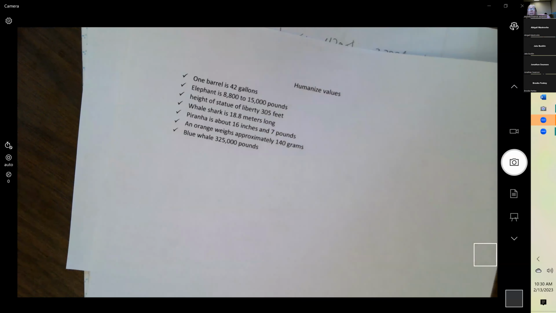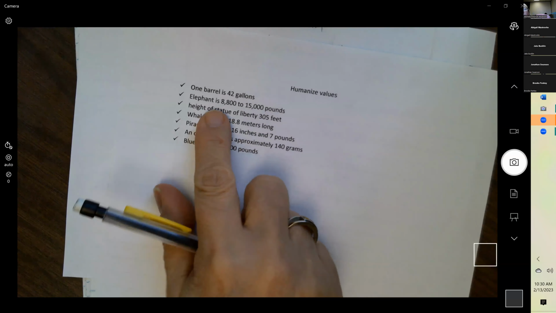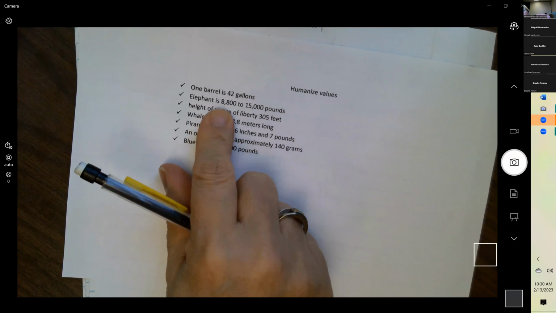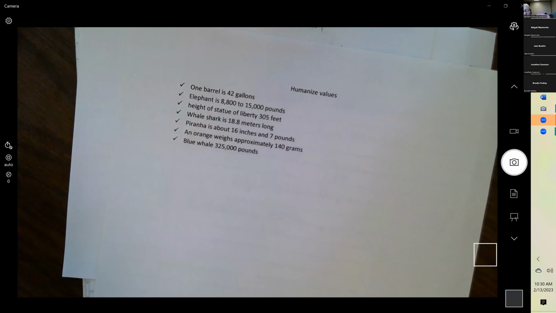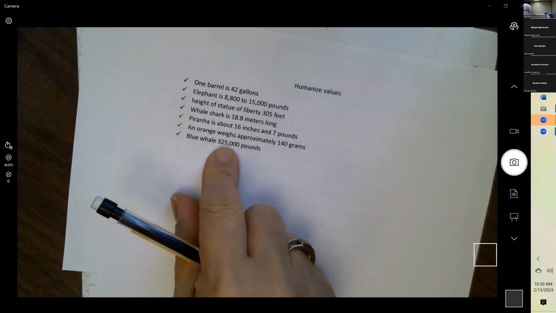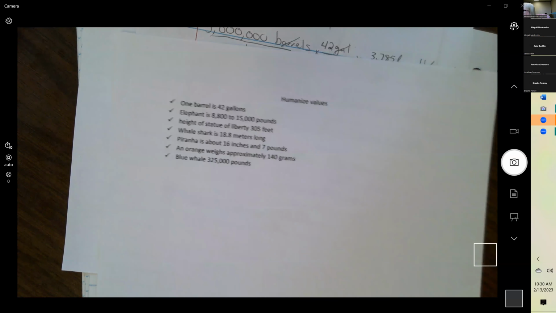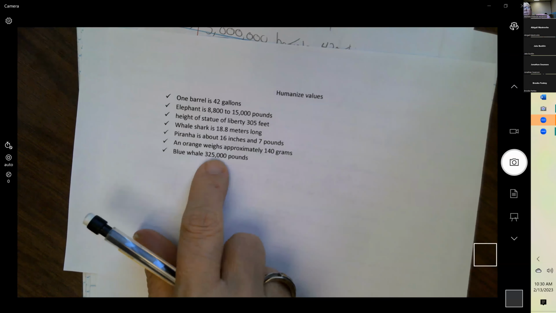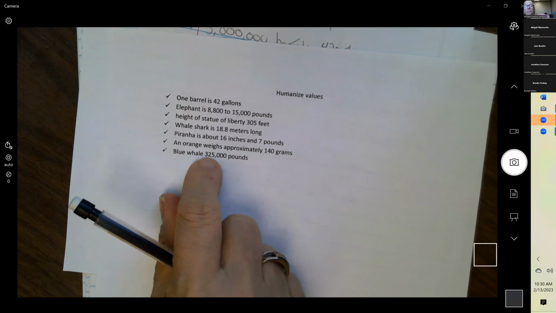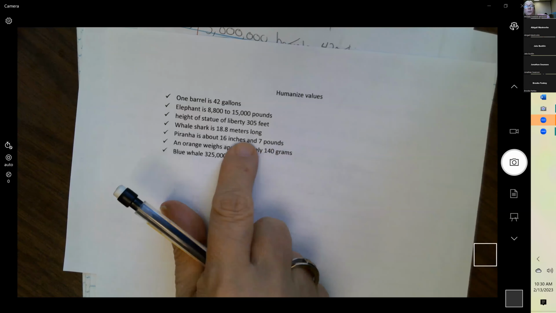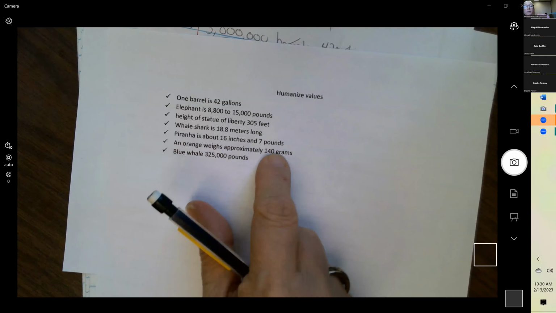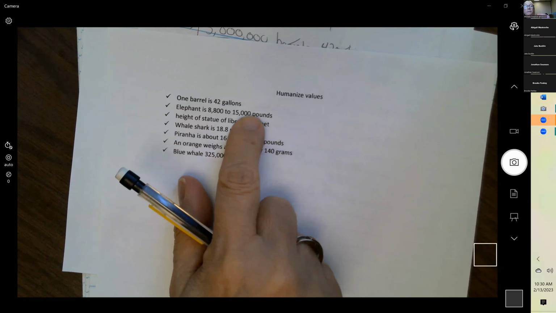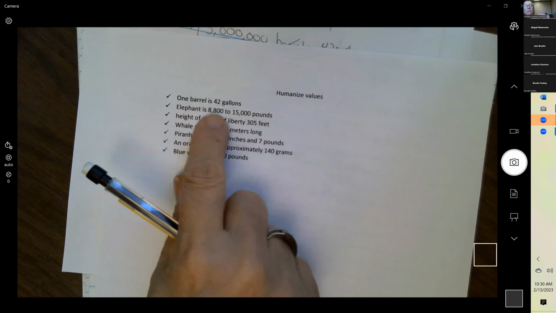Then we can pick one of these. Now, the elephants, depending on what elephant, it went from 8,000 to 15,000. It's up to you what you would want to choose. The blue whale's 325. What do we have here? 15,000. So this is definitely too big. We wouldn't use that. This is too small, 7 pounds. So we'd have to use the 15 between these two.